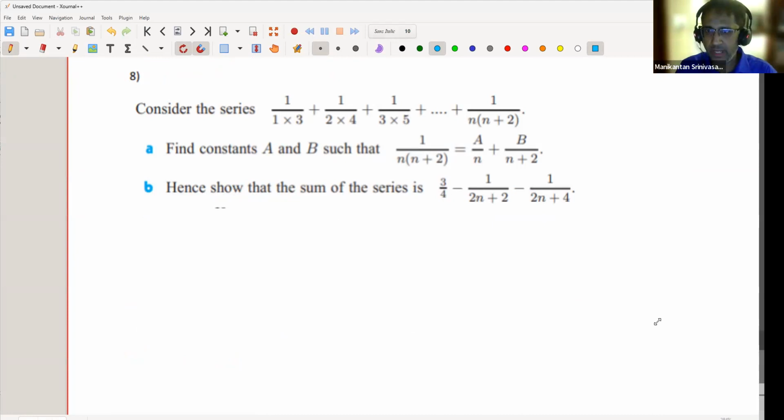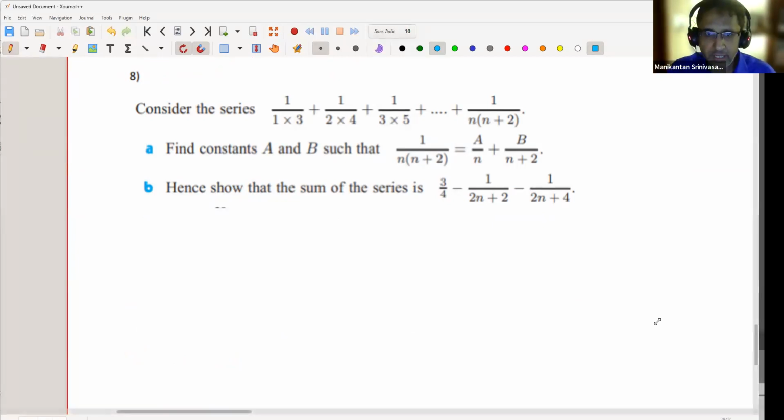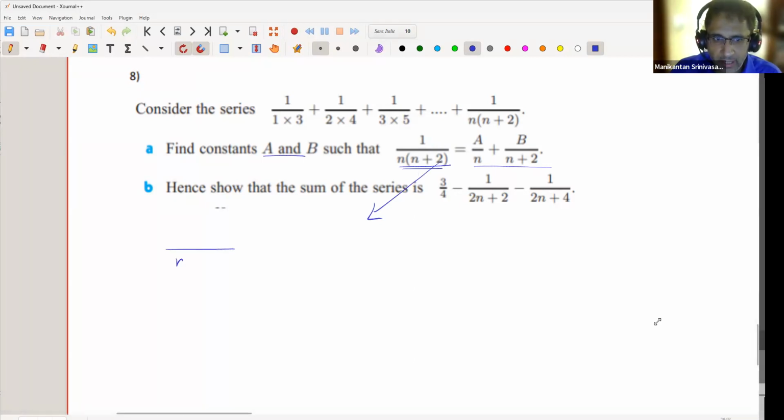Actually, this can be solved either using the telescopic cancellation or using this, right? Let's use what he says. Find constants a and b, says that 1 by n into n plus 2 is a by n plus b by n plus 2. So let's simplify this on the right hand side. n and n plus 2, I can take a common denominator on the right hand side.